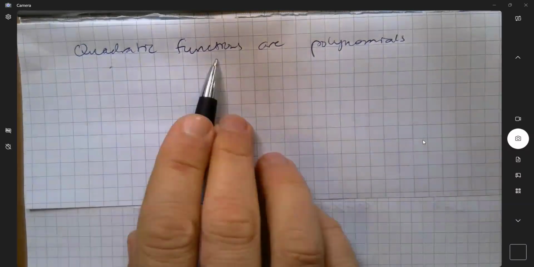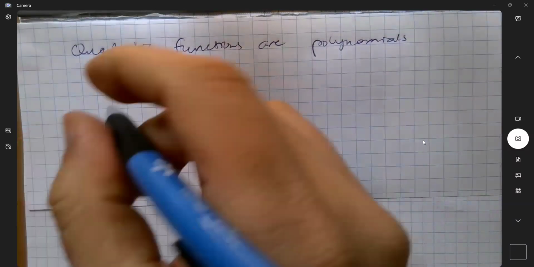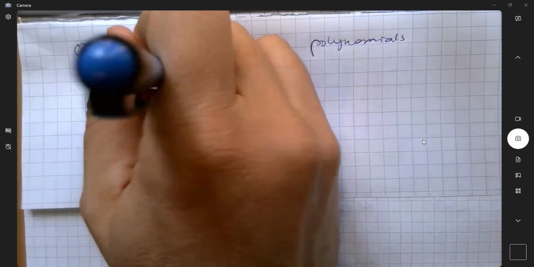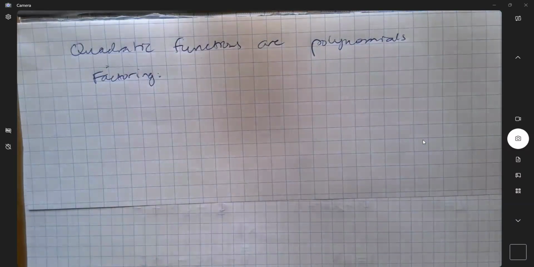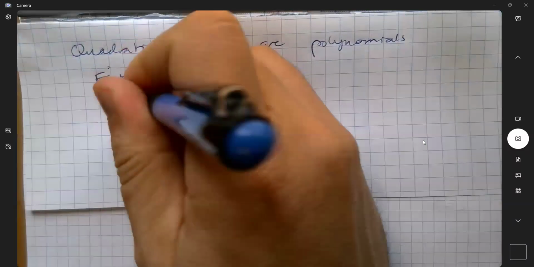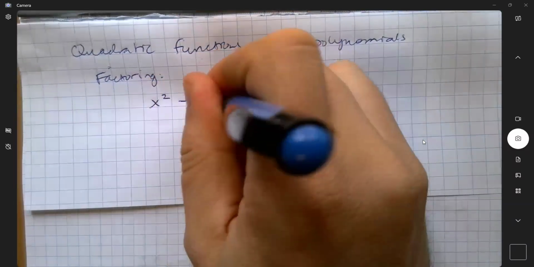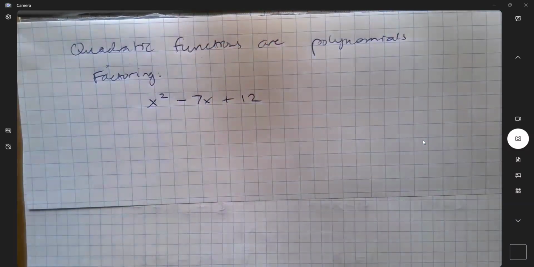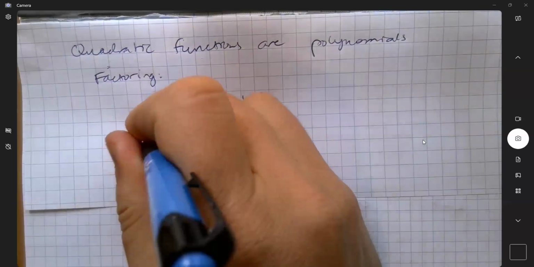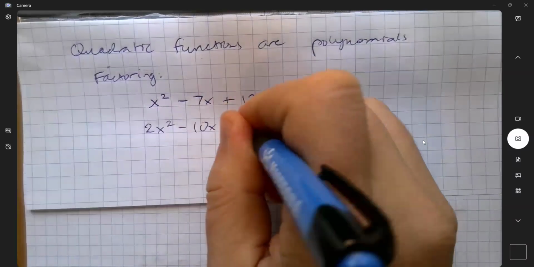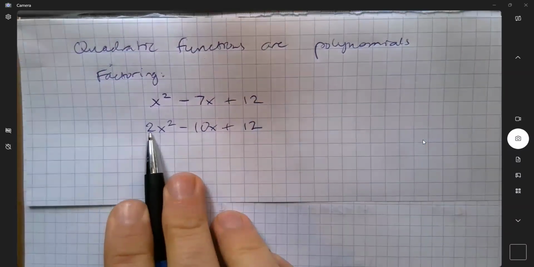So quadratic functions, we're going to start with those. And quadratic functions are polynomials, as I just showed. And let's do a brief review of factoring. So there are 3 levels of quadratic functions that we're going to factor. There's simple ones where your x squared is just by itself. Then there might be ones where the x squared is not by itself, but that leading coefficient will factor out very easily.